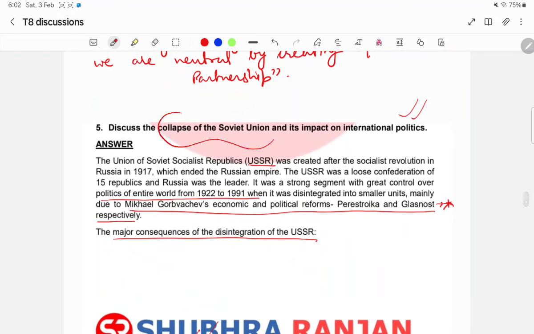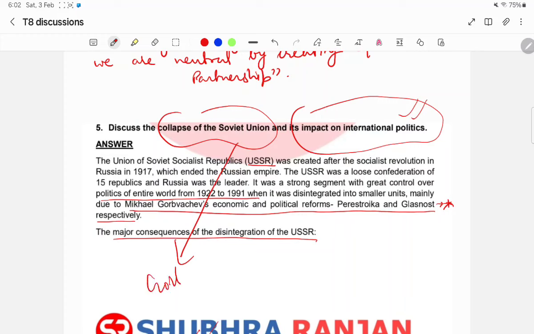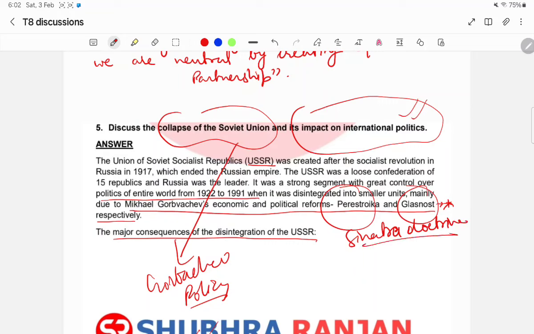Discuss the collapse of the Soviet Union and its impact on international politics. So this is the end of the Cold War. I have already talked about the Cold War, its end. So what were the reasons for the collapse of the Soviet Union? Gorbachev's policy, that is Perestroika, Glasnost and the Sinatra Doctrine. Okay, these three were the reasons.